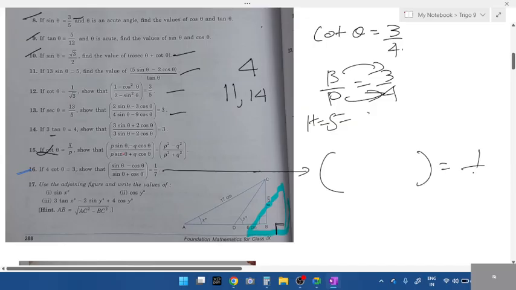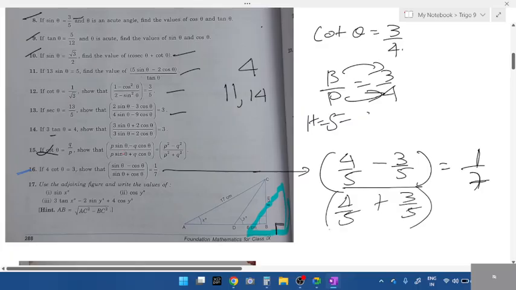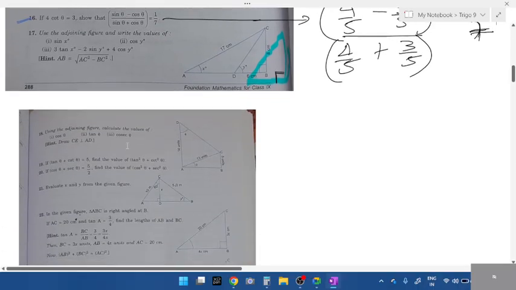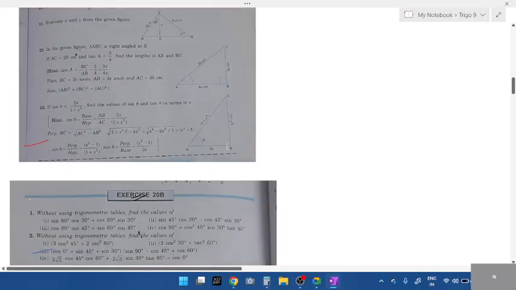And you have to check left hand side, right hand side, there's a value given. Left hand side, when you substitute, sine is perpendicular by hypotenuse: 4 by 5 minus 3 by 5 divided by 4 by 5 plus 3 by 5. If you solve this, what's the answer you should get? Right hand side we have 1 by 7. So left hand side also you should get 1 by 7. Clear? Okay. That's it. Other questions they won't ask. Any one question they might ask from this. Other questions are not that relevant.